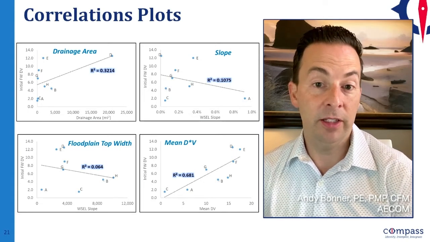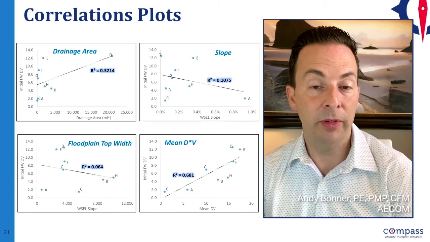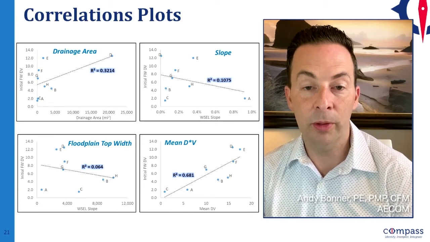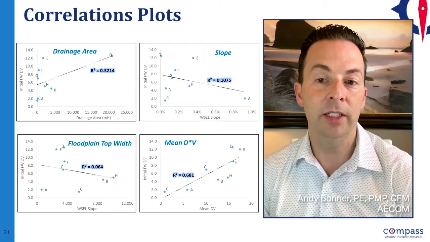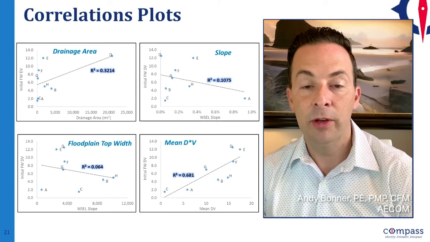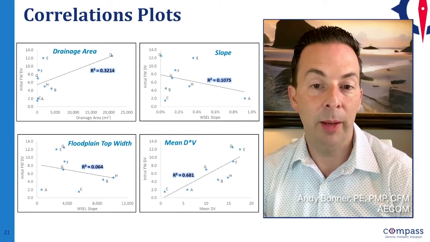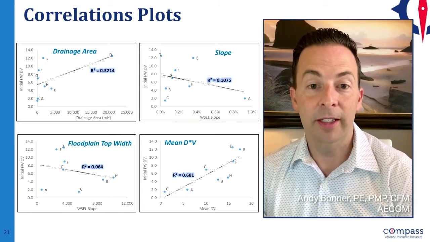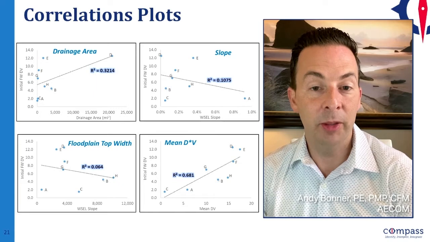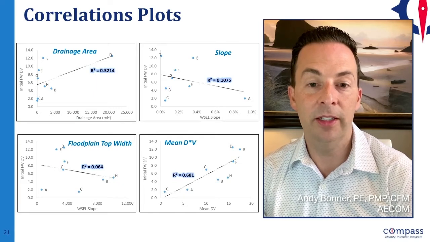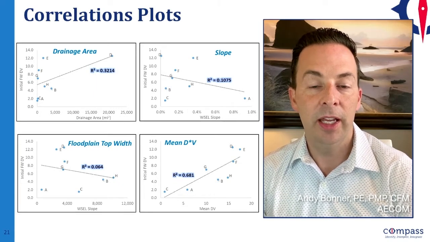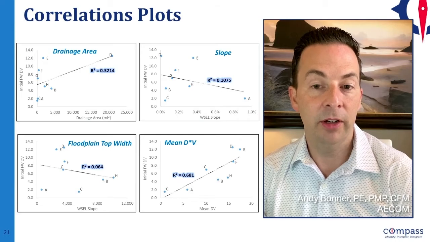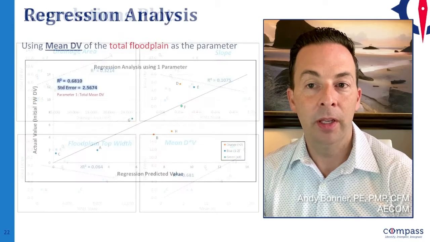As you can see, at least from this small sample size, there didn't appear to be any strong correlations between the depth times velocity and the drainage area, the stream slope, or the floodplain top width. However, while not great for sure, we did see a little bit more correlation between the selected depth times velocity value and the average depth times velocity across the entire floodplain.